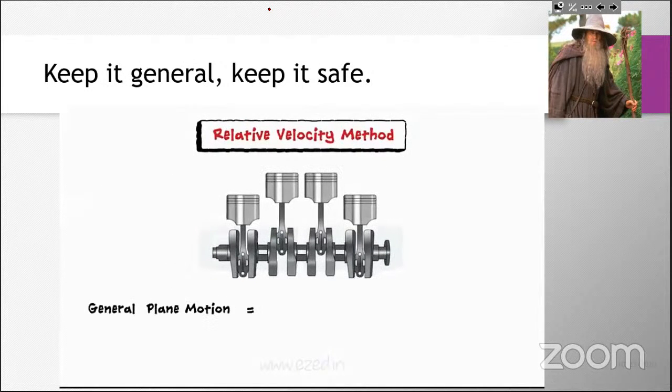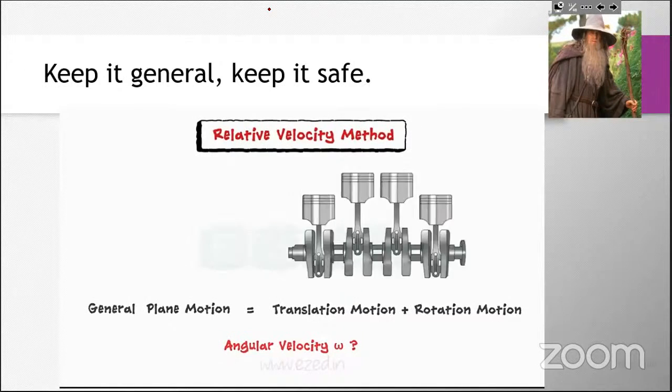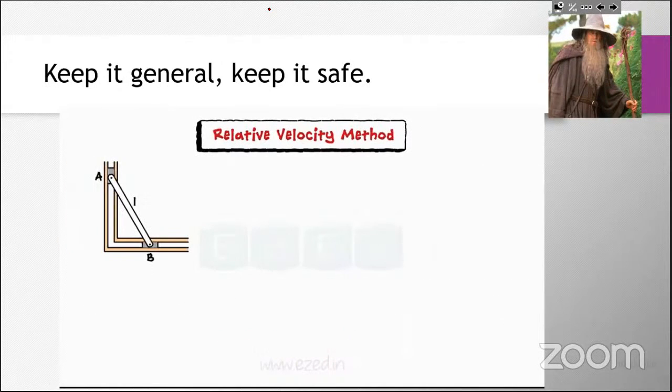General plane motion is a sum of translation and rotation motion. To find the angular velocity of a body performing general plane motion, we use relative velocity method, which is one of the methods for analyzing a general plane motion. Consider a rod AB pin connected to slider A and B which moves in a fixed slot. Let slider B have a known velocity Vb to the right. Steps to find angular velocity omega AB of the general plane body AB.